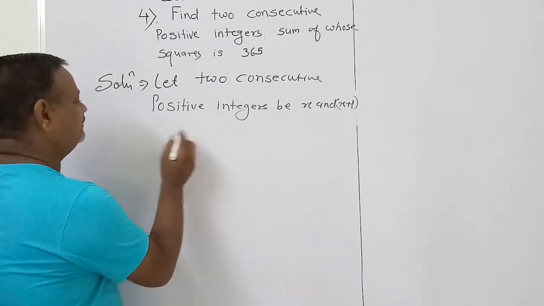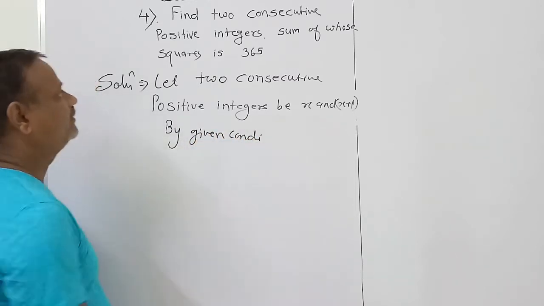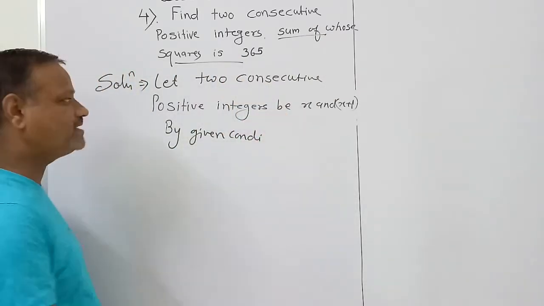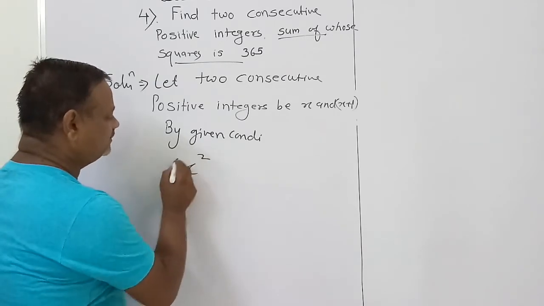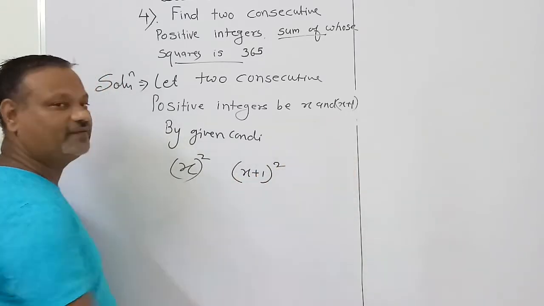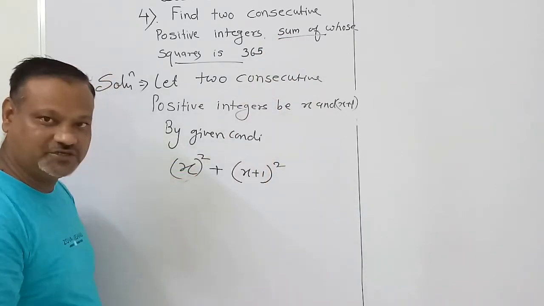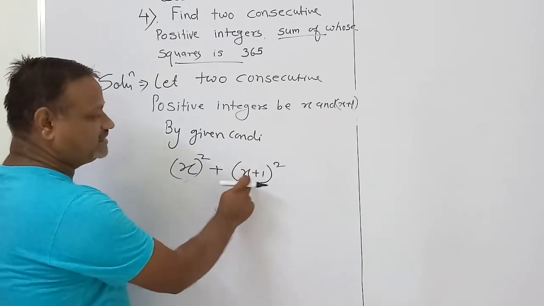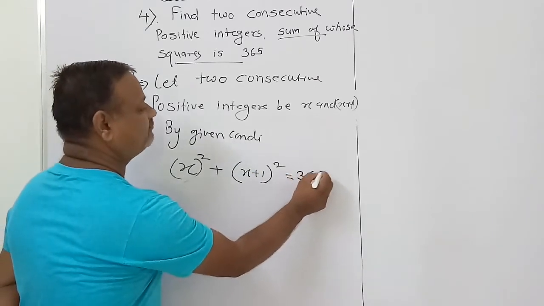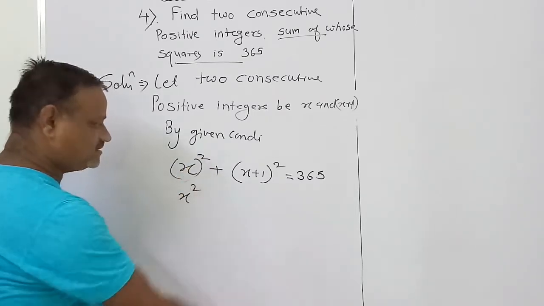Now by the given condition, we have two numbers and we will take their squares. The square of the first, x square, and the square of the second, x plus 1 whole square. And we have to add them. So x square plus x plus 1 whole square, the sum of their squares, is 365.